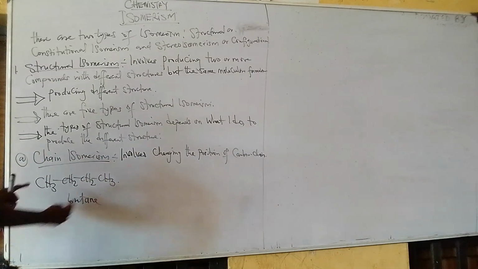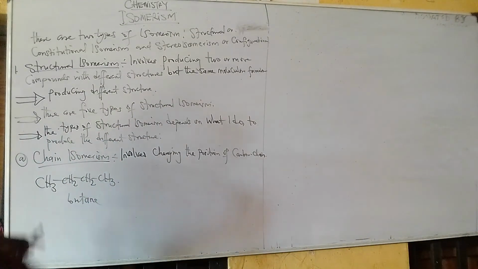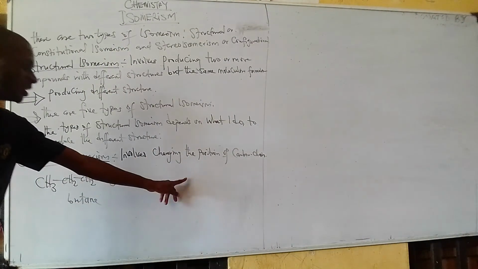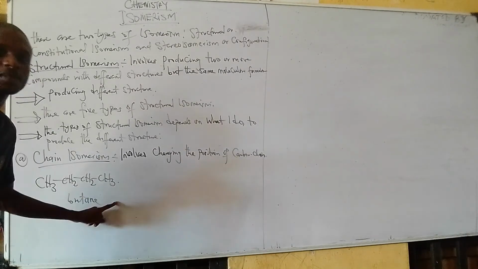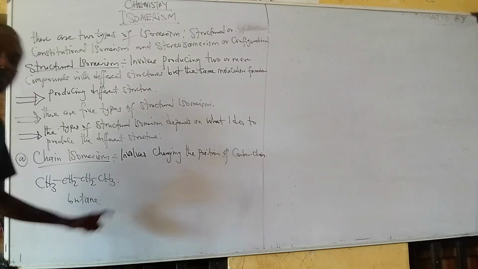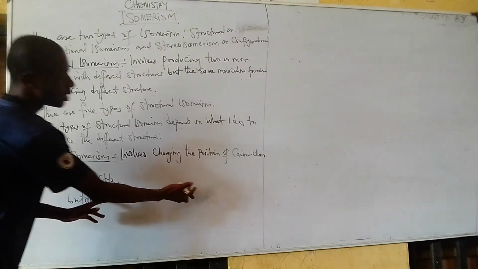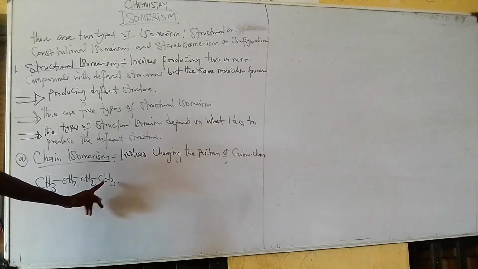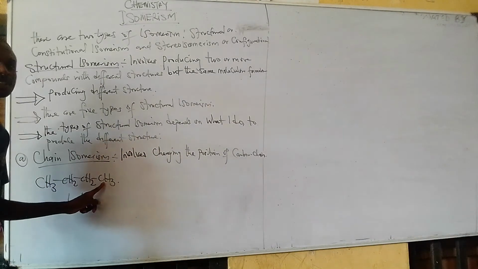Now, I want to produce a different structure from this, and that different structure is a different compound from this. That must be isomerism. What type of isomerism is that? Structural isomerism. It involves different structure. What type of structural isomerism is that? Chain isomerism. Why? Because I want to change the position of a carbon chain to generate that different structure.